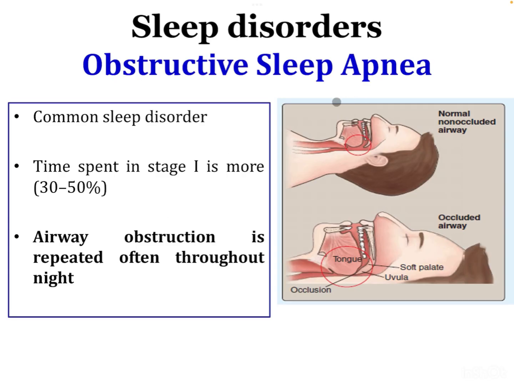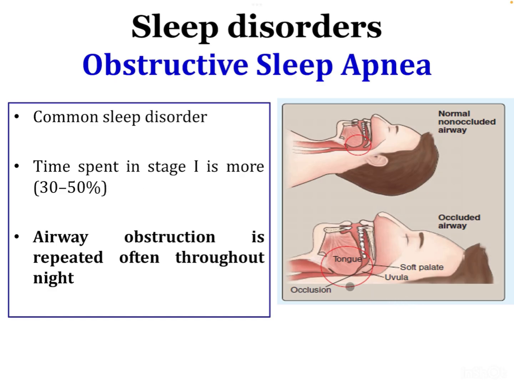Obstructive sleep apnea is a common sleep disorder of middle aged people. Normal time spent in stage 1 is 10%, but in obstructive sleep apnea, stage 1 duration is more, which accounts for almost 30 to 50% of the total sleep.